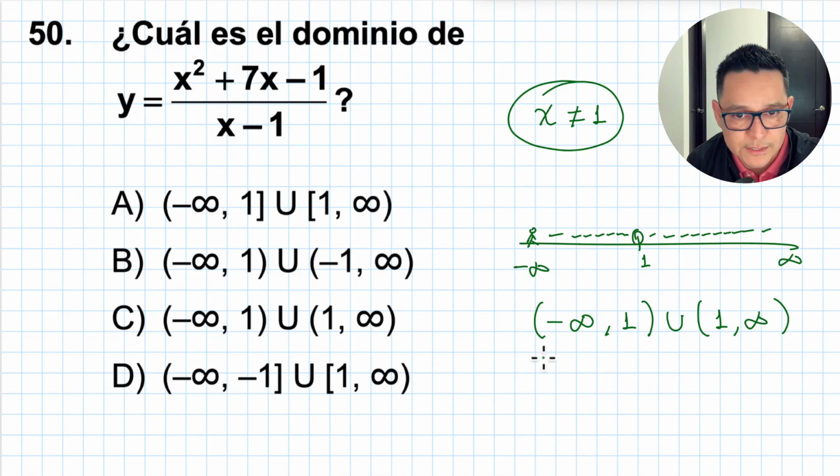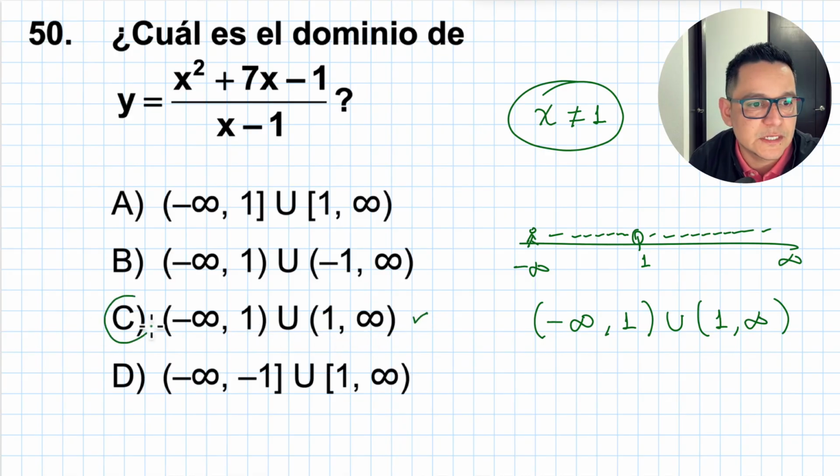And which one is that? Let's see. From minus infinity to 1, which is this one, it doesn't seem right to me. Let's see. Minus infinity to 1 union 1 to infinity. So it would be option C. That's it. That would be the solution.